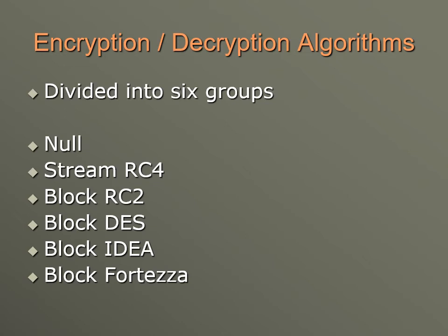Then in block RC2, one algorithm is defined in block mode, that is RC2 along with the cipher block chaining mode with a 40-bit key. Then we have the DES algorithm, which is a block algorithm defined in block mode, that is DES 40, along with the cipher block chaining mode, which uses a 40-bit key. And standard DES is defined as DES CBC, and triple DES EDE CBC, which uses a 168-bit key. Then comes IDEA. IDEA is also a block cipher, defined in block mode, CBC, and it uses a 128-bit key. And the last one is block Fortezza.